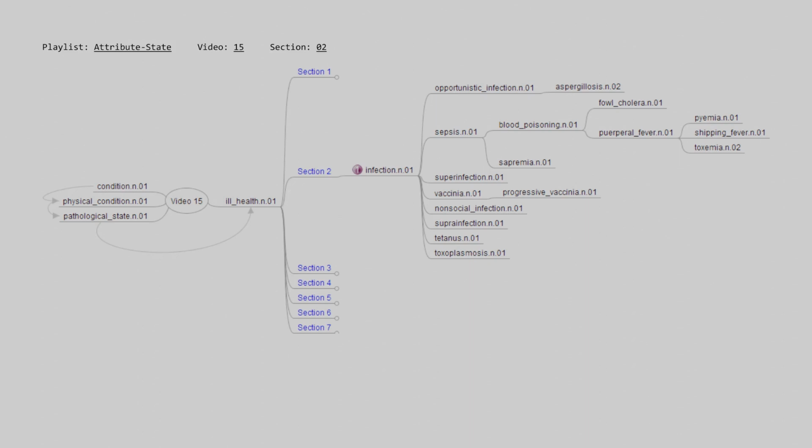Section 2. In this section, we will explore infection part 2.